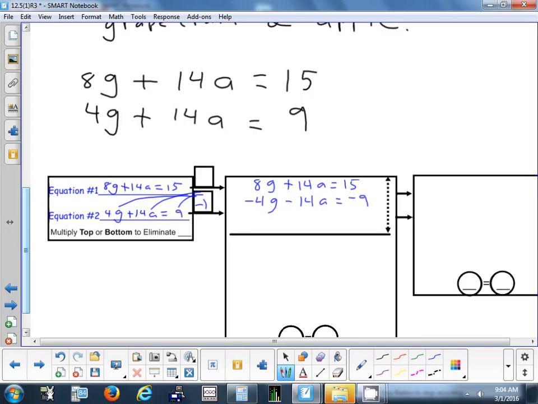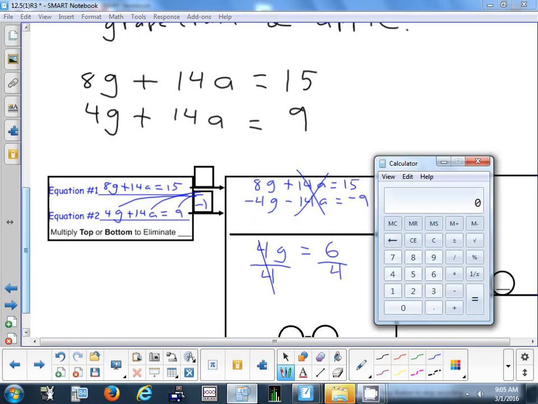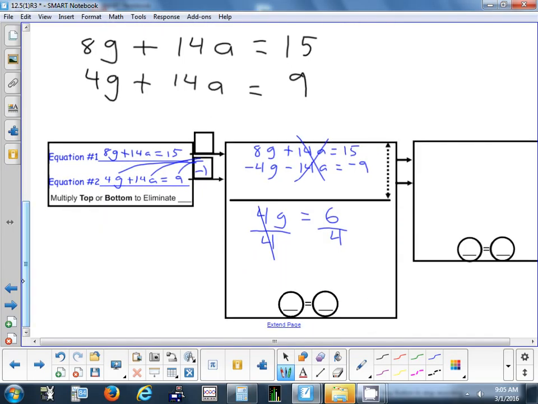And what cancels out here? The 14a. Good. 14a cancels out. 8g take away 4g. 8 take away 4 is 4. What's 15 take away 9? 6. Last step, how do you get rid of the 4? Divide by 4 and 4. Let's use our calculator. 6 divided by 4 is 1.5. Okay, so that means each grapefruit is 1.5 pounds.